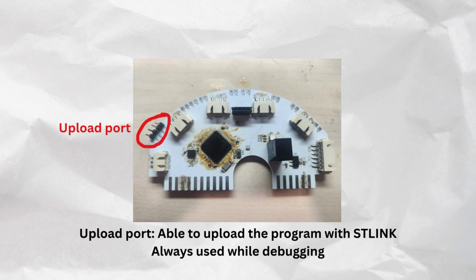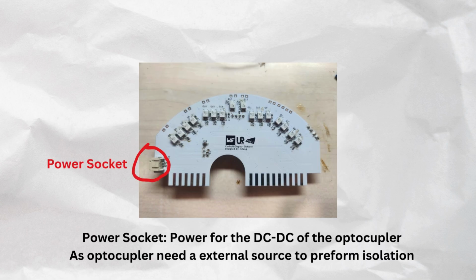And here is the upload port, which allows me to upload the program using ST-Link, connect it to the STM32 and use ST-Link to debug the program. Also, here is the power socket for the DC-DC, which is for the optocoupler, because the optocoupler needs to use another power source for the signal transfer so that the isolation can be well performed.